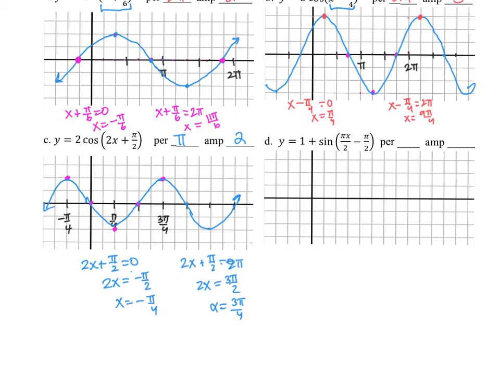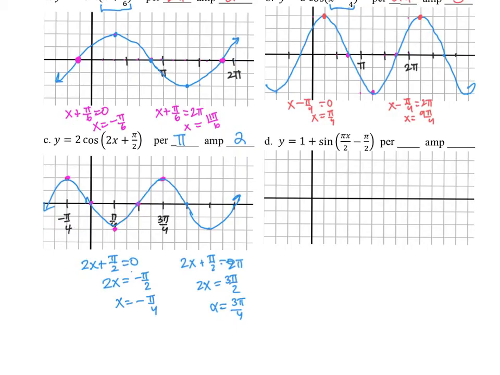Let me glance back at this. It shifted left pi over 4, which is why the cosine started here. The period should only be pi. So from negative pi over 4 to 3 pi over 4, that is 4 pi over 4, which is pi, and it completes one full cycle from negative pi over 4 to 3 pi over 4.